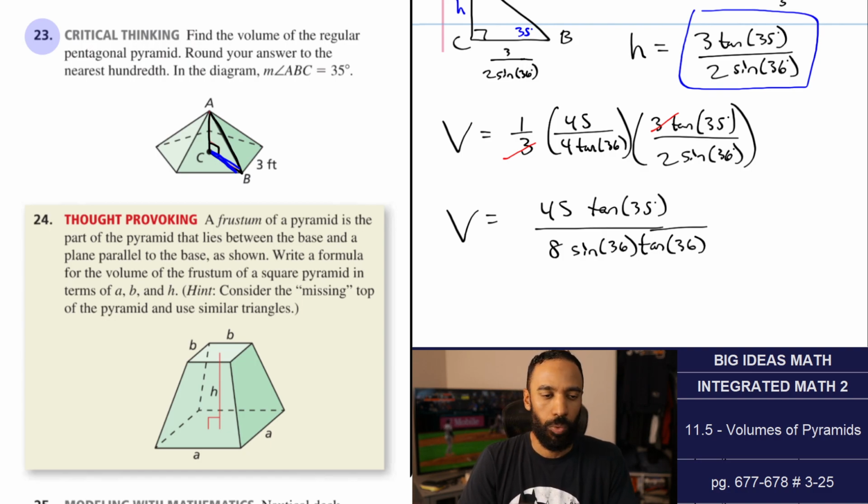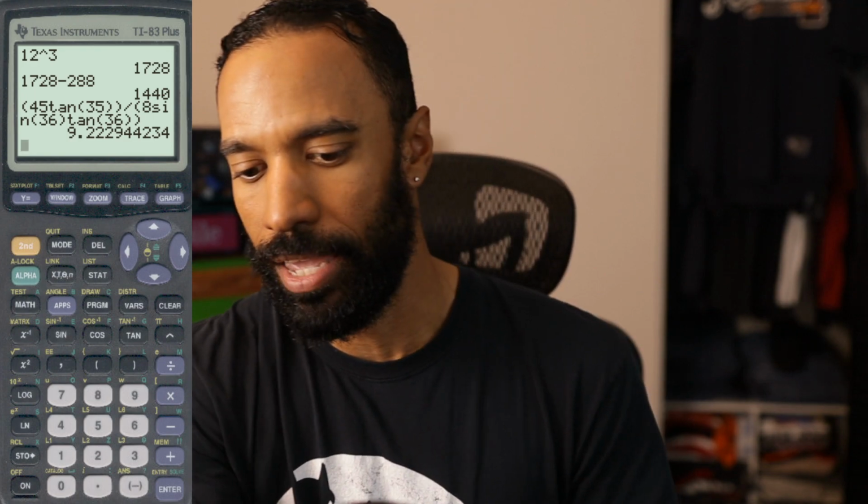So in the calculator, we're going to be doing 45 in parentheses. Well, you don't need parentheses, but it's probably going to be helpful. 45 times tangent of 35 divided by, this needs parentheses, 8 times sine of 36 times tangent of 36. And we already had the 1/3 applied in the overall problem. So this should be about, rounded to the nearest hundredth, 9.22 cubic feet. So V is around 9.22 cubic feet. That's what I'm going to land on as my final answer.